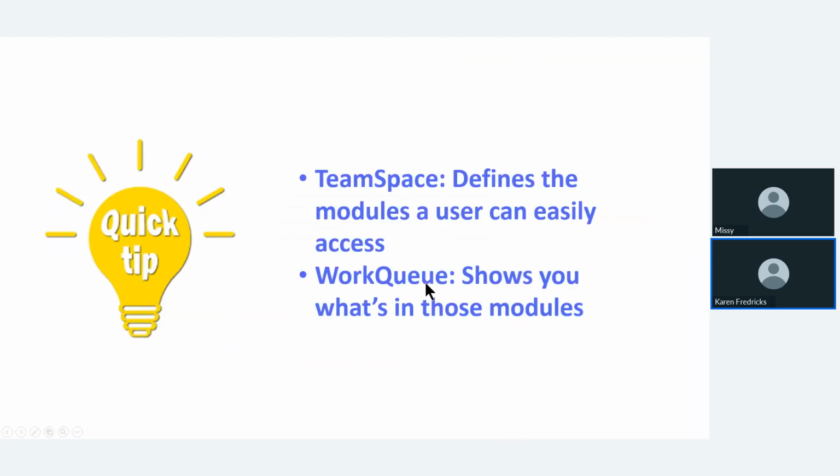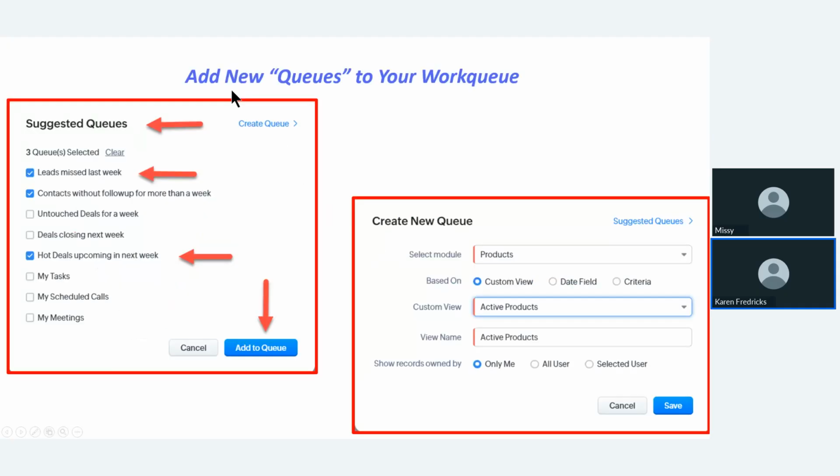The thing that I do want to emphasize, people get confused between team space and work queue. Work queue is showing you what you have on your plate. What do you have to do today? Team space is just the modules that are easy for you to find if you want to go see all your contacts. So that's the difference there. But that work queue, try it out. Amazing new feature.